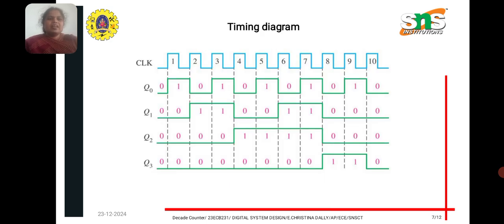So this is the timing diagram as we mentioned in the previous slide. Here we have clock pulses 1 to 10, and for Q0 it will be 0101, for Q1 it will be 0011, for Q2 it will be 4 zeros, and finally for the last it will be 8 zeros.